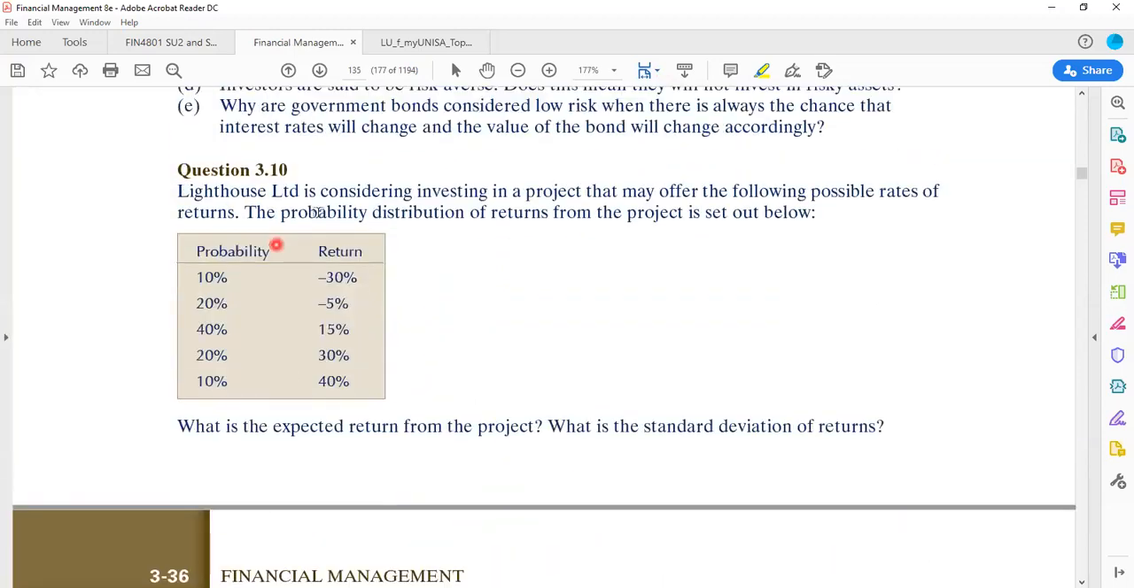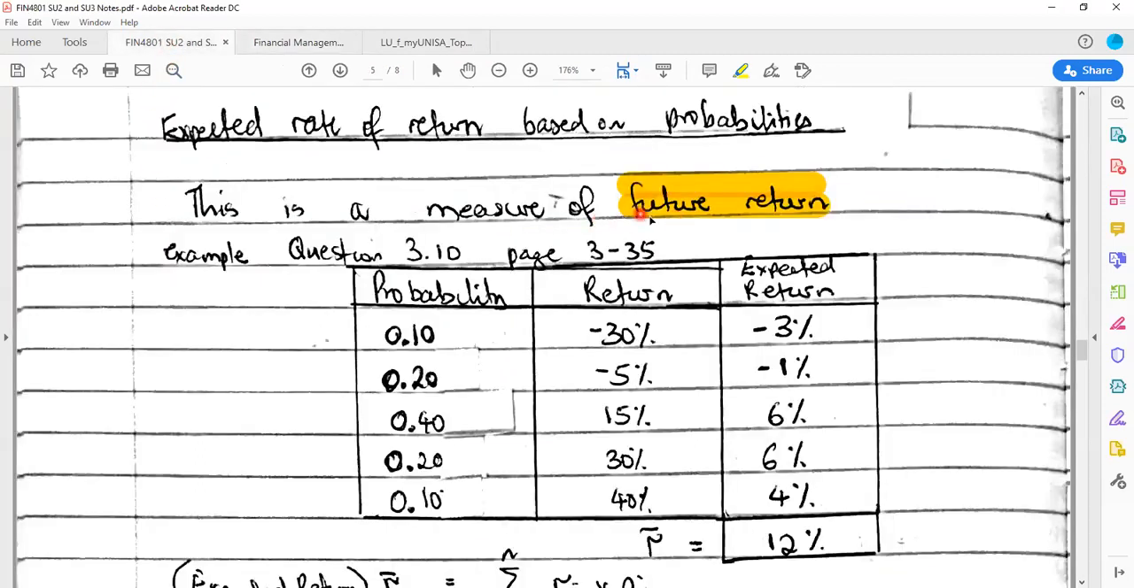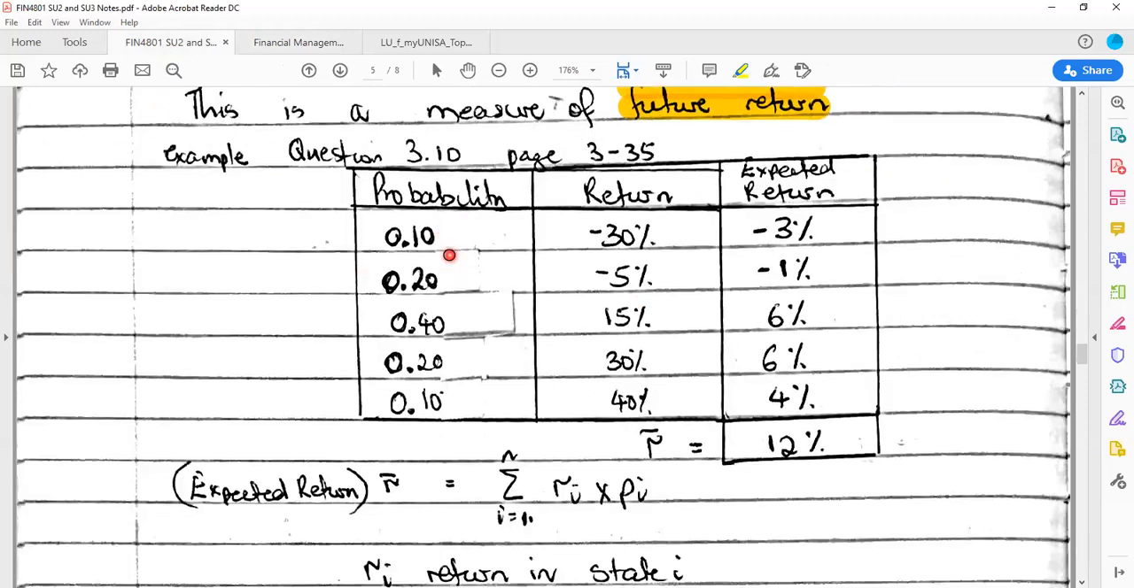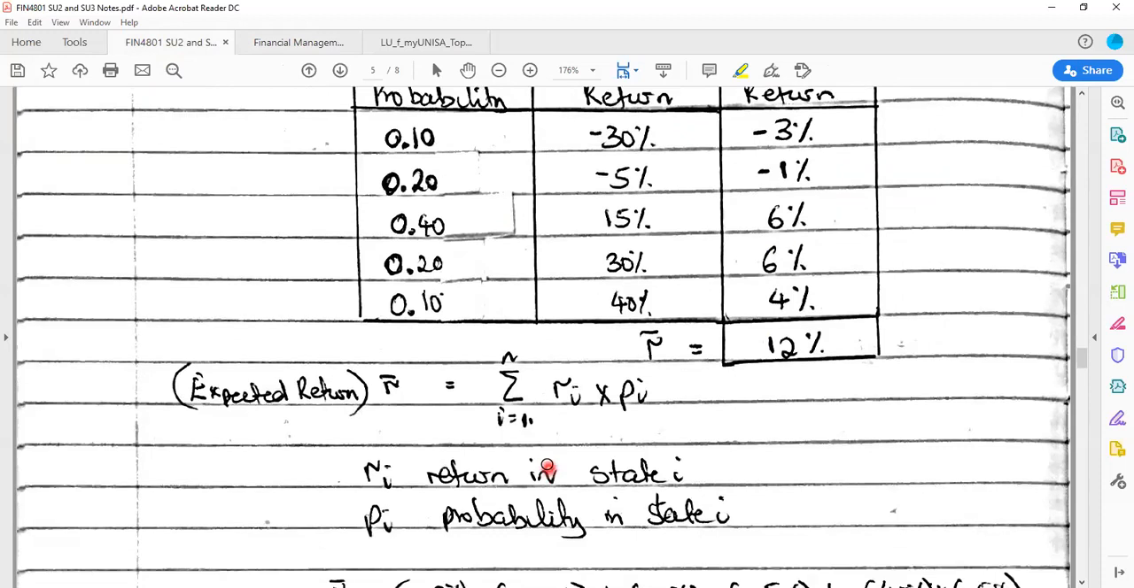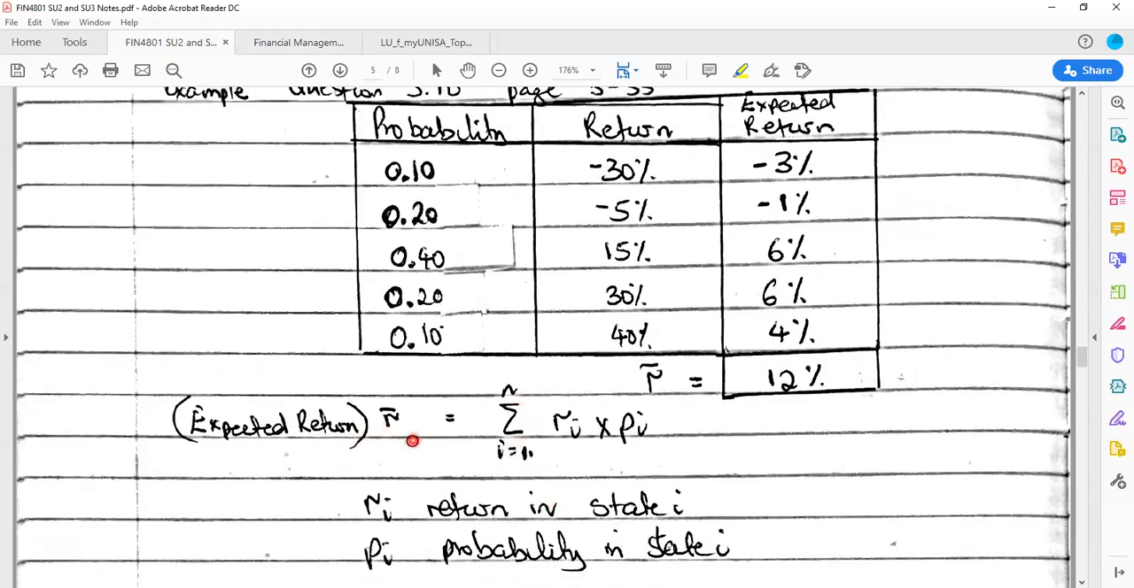Lighthouse Limited is considering investing in a project that may offer the following possible rates of return. So these are the possible rates of return and these are the probabilities. And then we are asked to calculate the expected return of the project. In other words, we are asked to calculate the future return of the project, okay? Expected. So to do this calculation, we use the following formula right here, expected return.